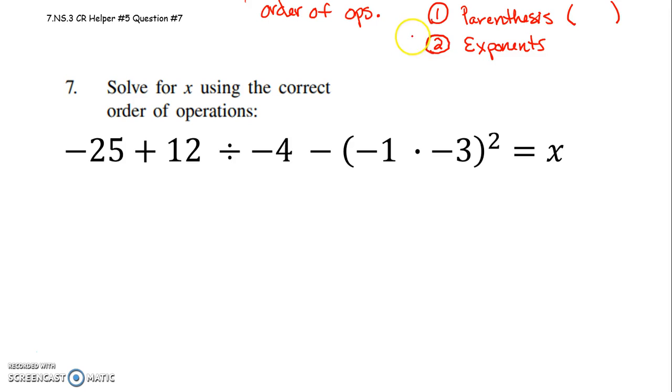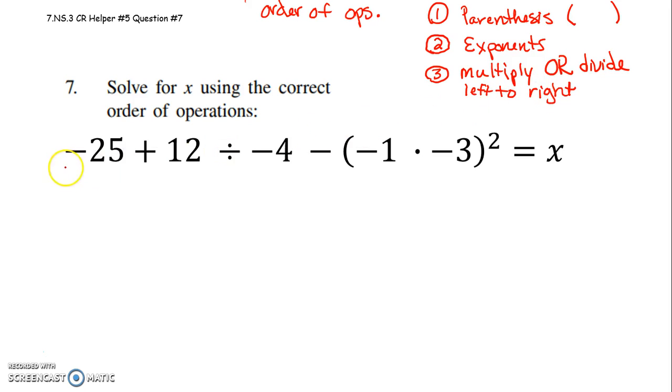After your parentheses are done, your exponents are done, the next step is to multiply or divide. And that happens left to right. So in a numerical expression, if you're at the step where you have to multiply or divide, it's whatever you hit first, moving left to right. If you hit a division first, you do that before your multiplication.